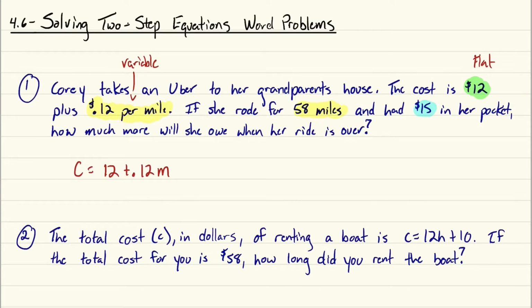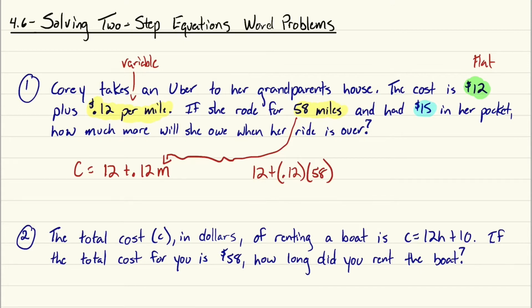Well, now that I've written the expression, it goes into the next part. It says, if she rode for 58 miles, that tells me that I can plug in 58 for the miles so I can calculate what her cost would be. So that means that I could do 12 plus 0.12 times 58, and then that's going to tell me how much her trip cost.